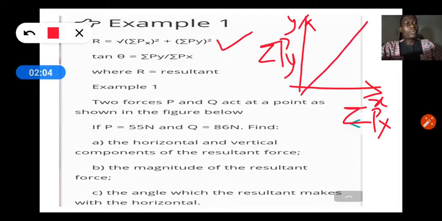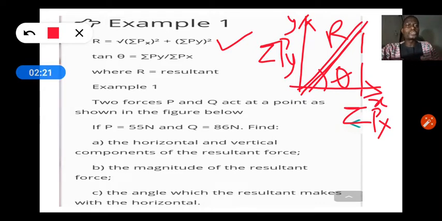Then we can obtain our resultant, this is R, and we have a theta here. This angle, showing the direction of the resultant, will be obtained with tan theta equals summation of Py over summation of Px. Of course, tan theta is opposite over adjacent, so the opposite is summation Py, then the adjacent is summation Px. That's how we obtain that formula, simply SOHCAHTOA. That's the basis of what we're going to be doing today, and that's the foundation.